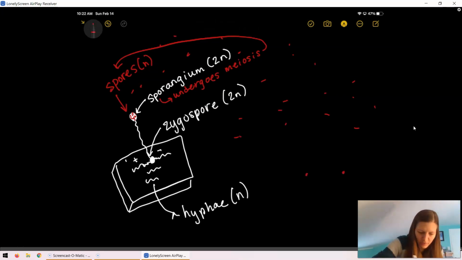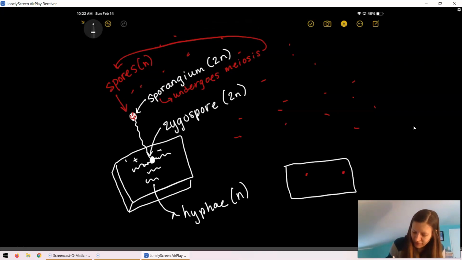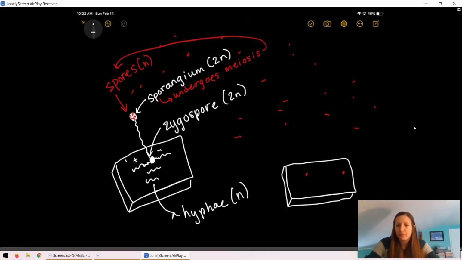I'm going to draw two here. I'm just going to change colors real quick. There we go. Now, if this is bread mold and this is your bag of bread, some of those spores might land on another slice of bread, the neighboring slice of bread. And so I've drawn two spores on this slice of bread.